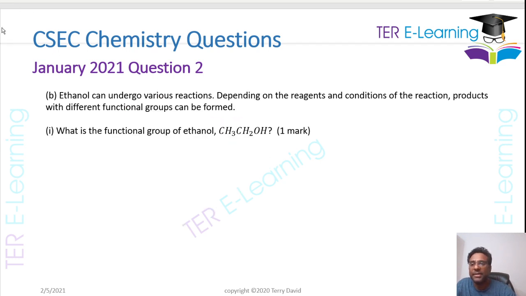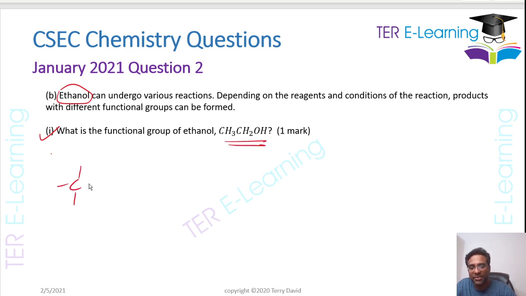Now, let's look at this next one here. So this part B. They said ethanol can undergo various reactions, and depending on the reagents and conditions of the reaction, products with different functional groups are formed. So this question is based on the reactions of ethanol, right? Now, the first part of the question here, what is the functional group present in ethanol? Now, this is my formula, right?